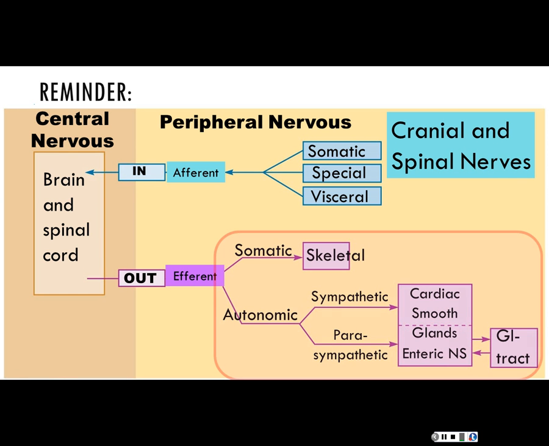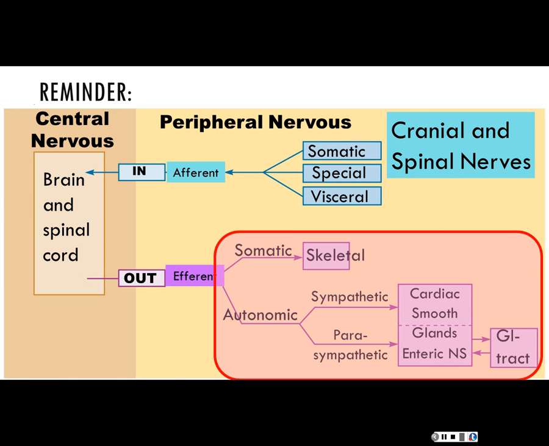To give you the reminder, in Chapter 7, we outlined the nervous system. We said central nervous system, peripheral nervous system. Chapter 10, sensory information. Chapter 9, how does our brain and spinal cord deal with this? And here we are in Chapter 11, the efferent nervous system.